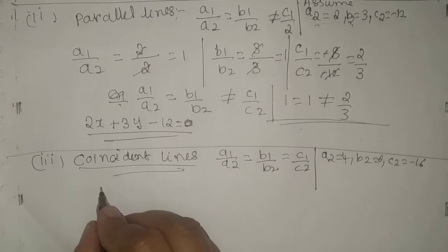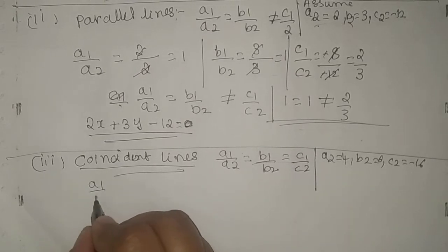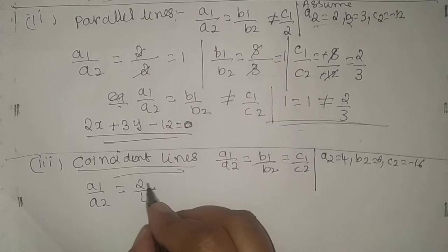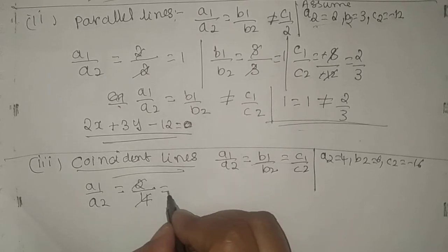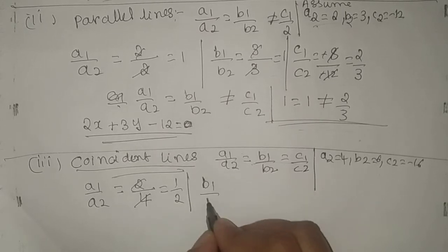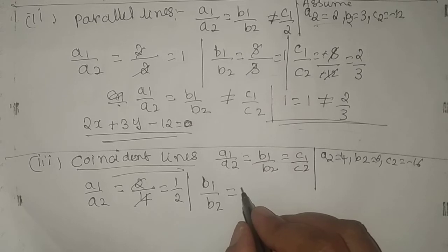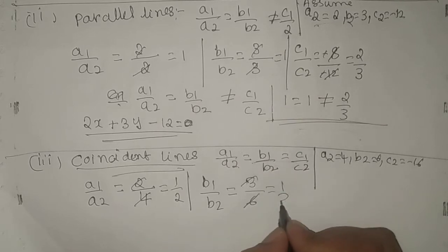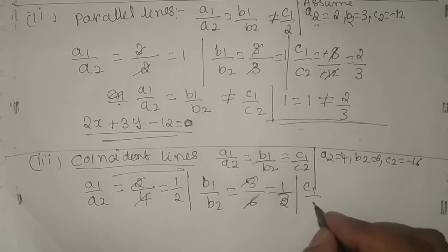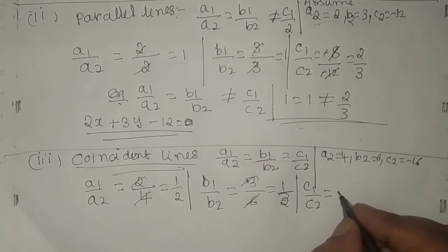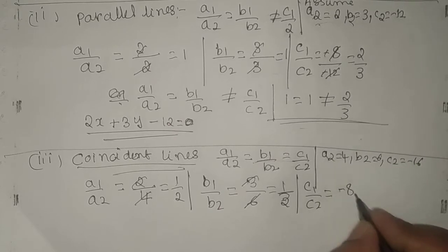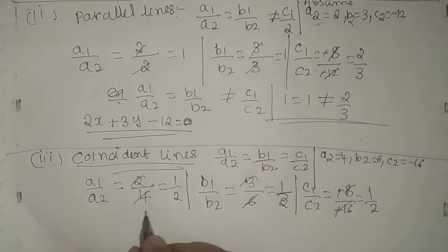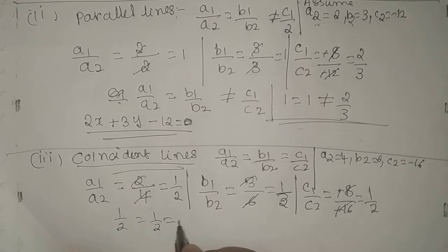Now what is the condition? See, all should be equal. Therefore, A1 by A2: A1 here is 2 and A2 is 4, that is 1 by 2. Similarly, B1 by B2: B1 is 3, so 3 by 6, we get 1 by 2 here. Finally C1 by C2: C1 is minus 8, then we take minus 16, minus cancels, 8 1s are 8, 8 2s are 16. What happened? All are equal now. So A1 by A2 is equal to B1 by B2 is equal to C1 by C2. We got all the conditions.